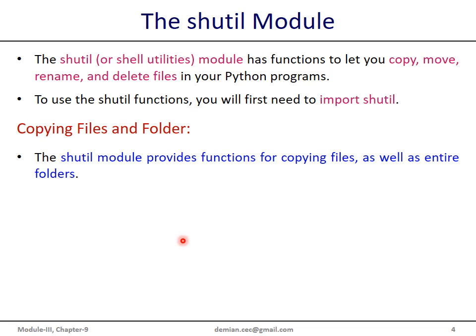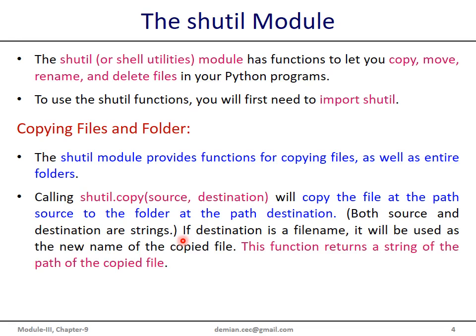This module provides functions to copy files as well as the entire folder, and the method associated with the library is called copy. shutil.copy, first argument is a source. This is the file path, and this is the destination path where to copy. And we have to specify these two arguments as strings. If the destination is the file name, then the same file name will be used for the copied file, and remember this function will return the string of the copied file.